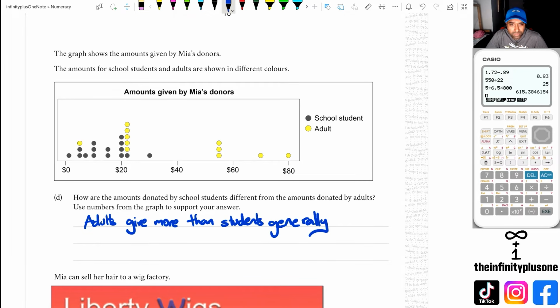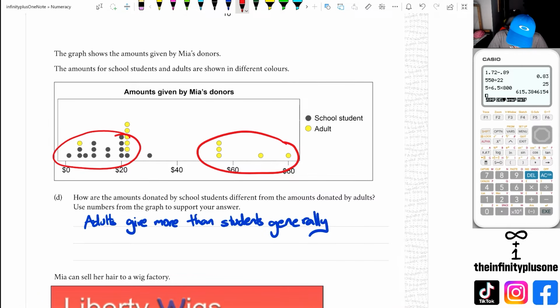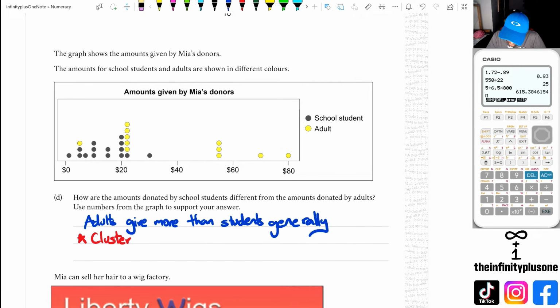Now, the first part of evidence that you could give is you could try and work out what the median is, like what the middle number for the adults and the school students are. The other one you can look at is how there's a huge cluster for the adults at the higher end, while for the school students, their cluster is actually at the lower end. So you can talk about that. The other thing you can talk about is also the median.